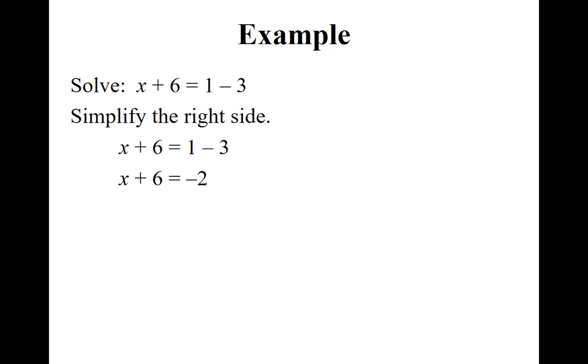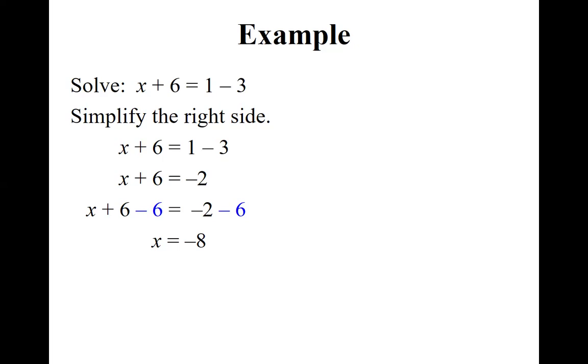So we have x plus 6. We want to get the x by itself. We need to undo adding 6. We do that with its opposite, subtracting 6. So let's subtract 6 from both sides. x plus 6 minus 6 on the left, negative 2 minus 6 on the right. The plus 6 minus 6 cancel each other out on the left, just leaving us with x. On the right, negative 2 minus 6 is negative 8.